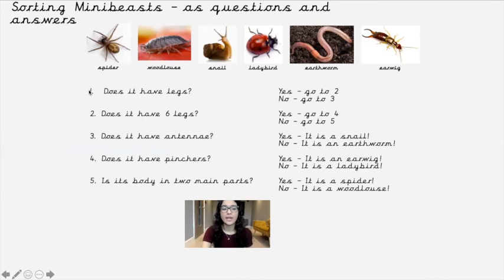It doesn't look the same. So for example, we go to number 1, does it have legs? If you answer yes, you're looking for your insect to have legs, then you go to question 2. However, if you choose not to look for an insect that has legs, then you go to question 3. So it tells you which question to go to. And then the more you answer, you should start getting your answers. So it says here, no, it is an earthworm. Yes, it is an earwig, or no, it is a ladybird, or yes, it is a spider, no, it is a woodlouse. So you work through the questions and then you find out your insect through that method as well.